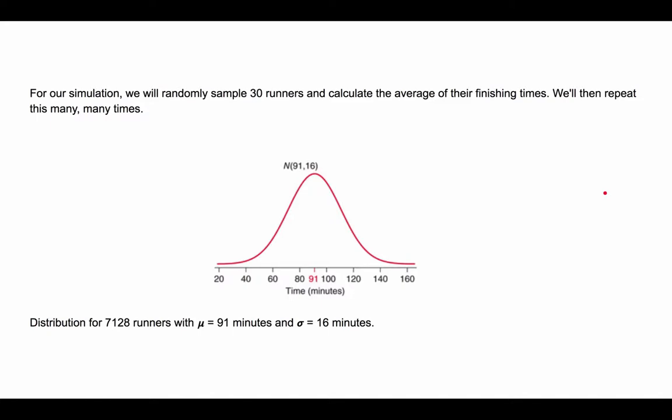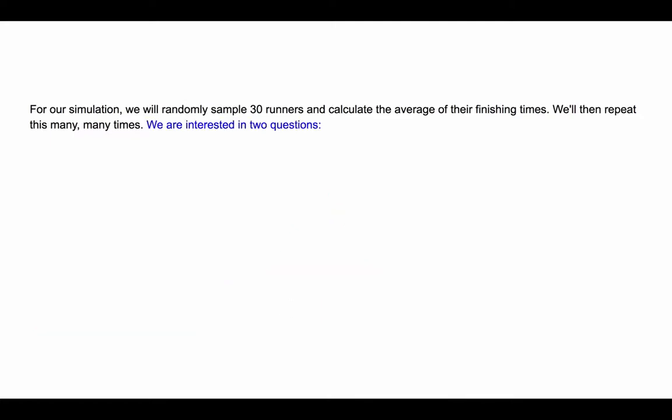Okay. Now, what are we going to do in our simulation? We're going to randomly sample 30 runners. So we take some of the runners and calculate the average of their finishing times. Then we're going to do this over and over and over again, a whole bunch of times.